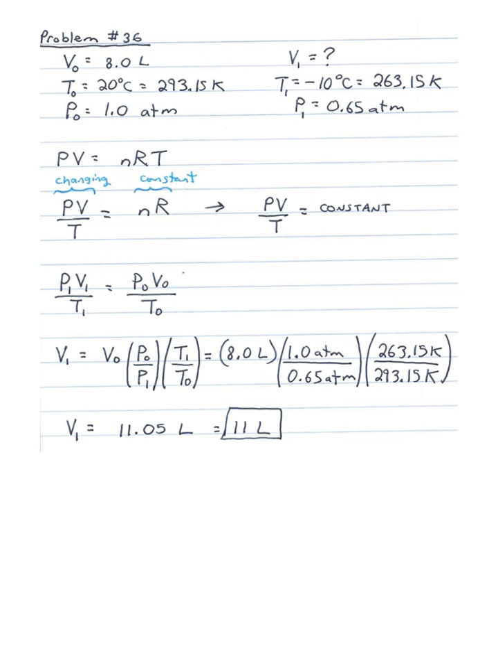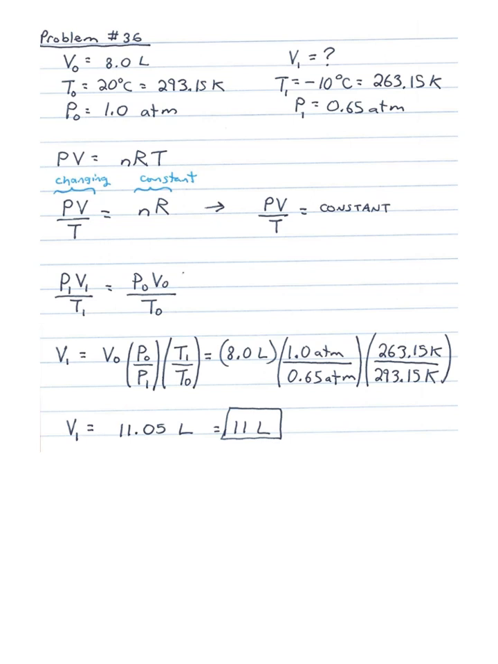I'd like to look at problem number 36. It says a helium balloon occupies 8 liters at 20 degrees Celsius and 1 atmosphere pressure. The balloon rises to an altitude where the pressure is 0.65 atmospheres and the temperature is negative 10 degrees Celsius. What is its volume when it reaches equilibrium at the new altitude? So this is a good example of the very useful equation PV equals nRT.